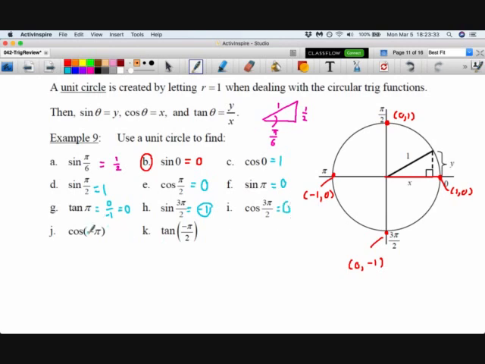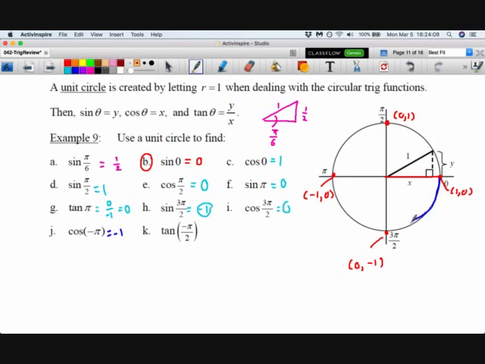Cosine of negative pi. Now, for negative pi, we're going to start here, and we're going to rotate all the way around pi radians. So we get to here. Oh, look, it has the same coordinate. What a surprise. Cosine of negative pi, therefore, is just the x-coordinate of that point, negative 1. What about tan of negative pi over 2?